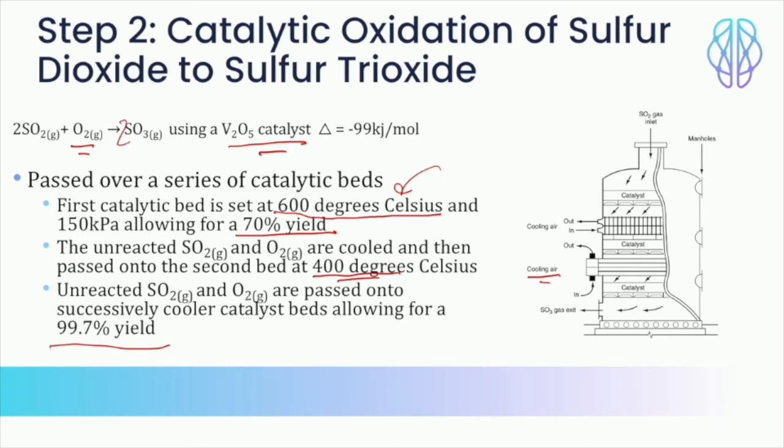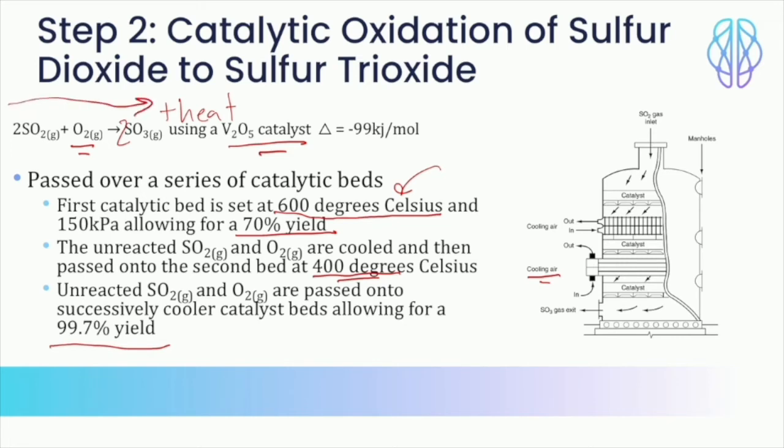So I have plus heat here, so this is an exothermic reaction. If I'm progressively cooling it at each step, the system is going to react in a way to minimize the impact of that change. What it's going to do is try and heat up. So it's going to shift from left to right and increase the yield.